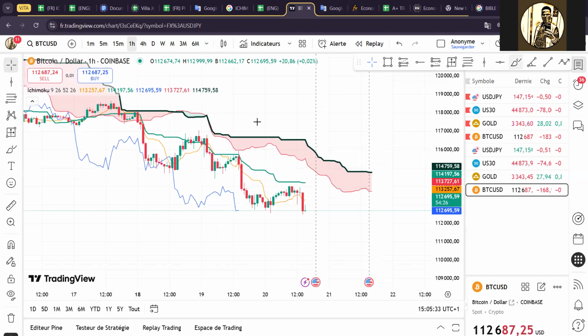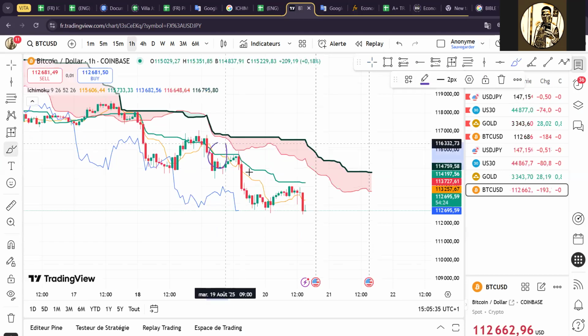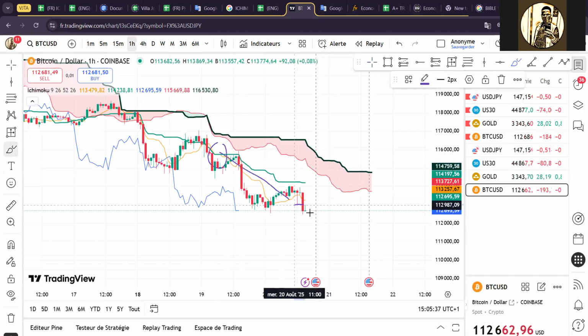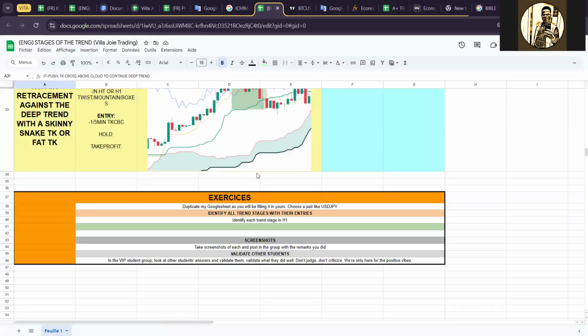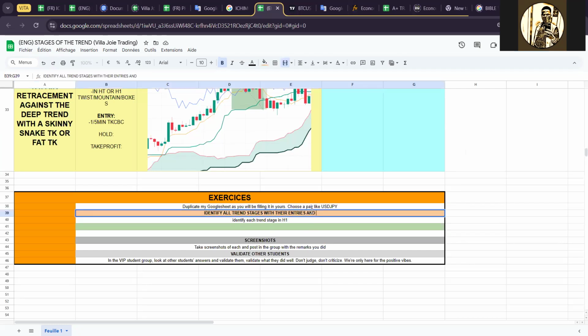I want to emphasize the fact that the push is the one playing out. You can have an air retracement here to the upside, air retracement reversal. That can also be the reversal here. So that's how you do it. So with that said, go and do your own, duplicate the Google Sheet for your own purpose, and find those entries, those stages, and the entries, and name them.